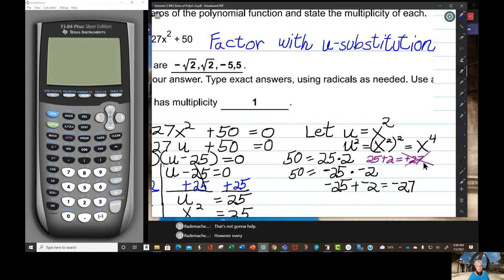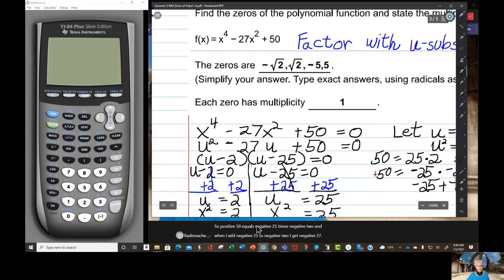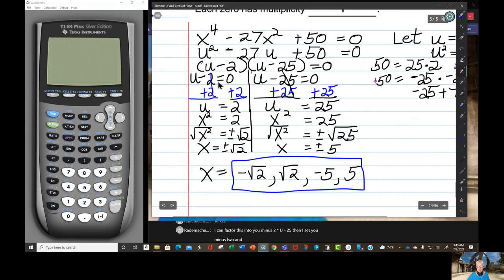However, every positive number equals a negative number times a negative number. So, positive 50 equals negative 25 times negative 2. And when I add negative 25 to negative 2, I get negative 27. Ta-da! I can factor this into u minus 2 times u minus 25. Then I set u minus 2 and u minus 25 to 0 and solve for u, not x, for u. And I find out that u equals 2 and u equals 25.